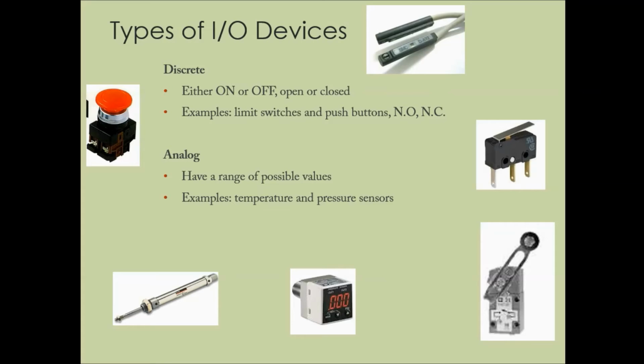Analog devices give you a wide range of values. They don't just give you an on or off. Examples of this are a temperature sensor or pressure sensor. They're going to give you wide ranges of voltages or current that indicate the pressure and the temperature.